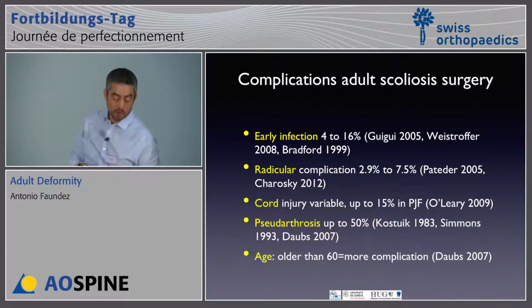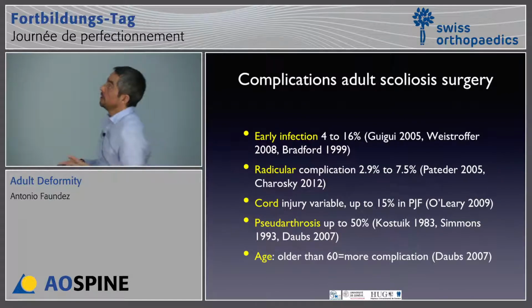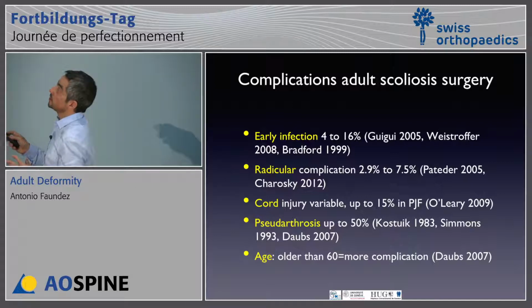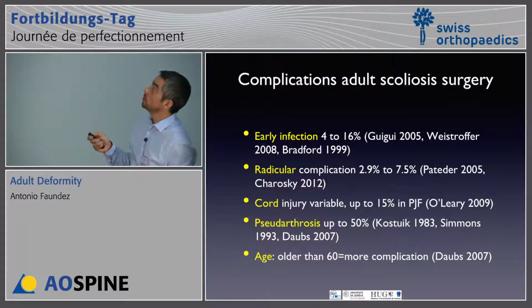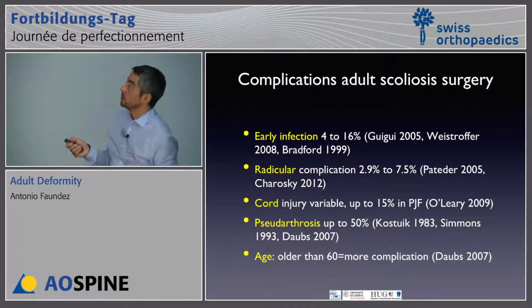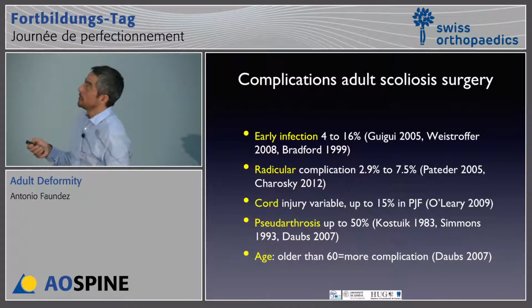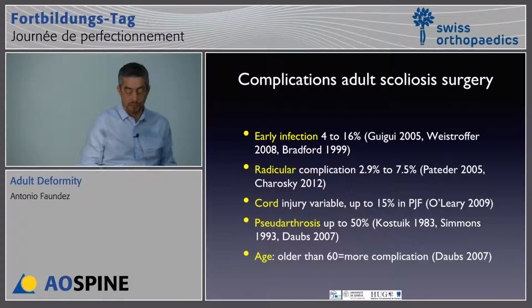But if you make a summary of what's available in the literature, it's very variable, but we can summarize the early infection rates, which are 4 to 16%, so really quite high. A radicular complication varies between 2.9 to 7.5% reported in the literature. Cord injury is not uncommon. It's up to 15% if you have junctional failure or proximal junctional kyphosis.